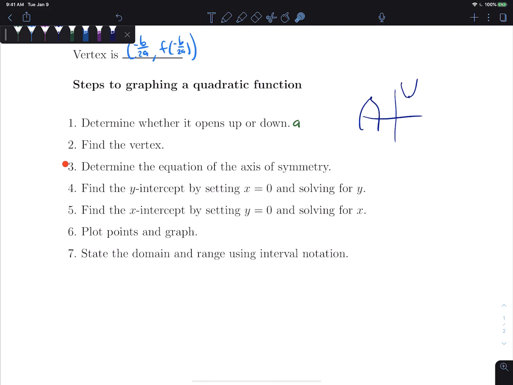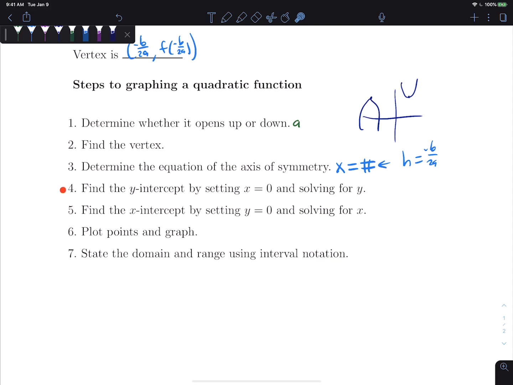Let's look at step 3 now. Determine the equation of the axis of symmetry. Remember, it's always in the form of x equals some number, and that number is the h value, which is that negative b over 2a value. So just keep that in mind.